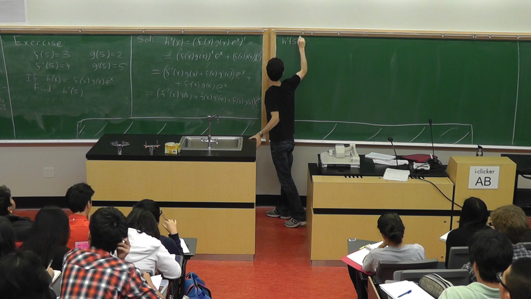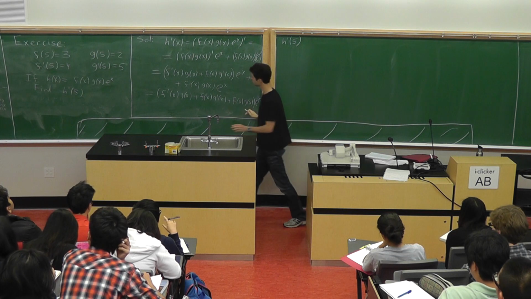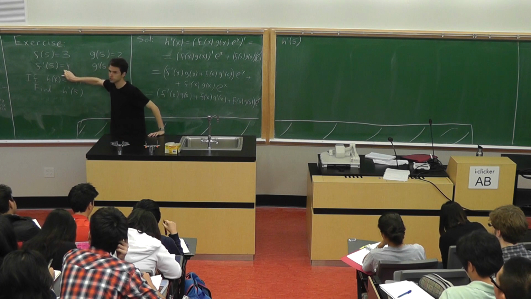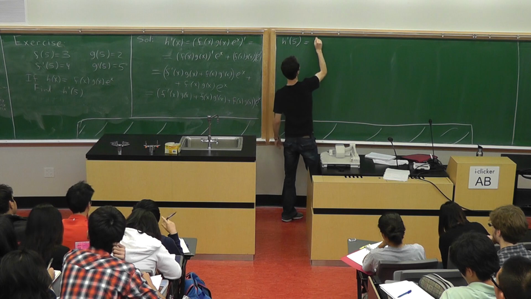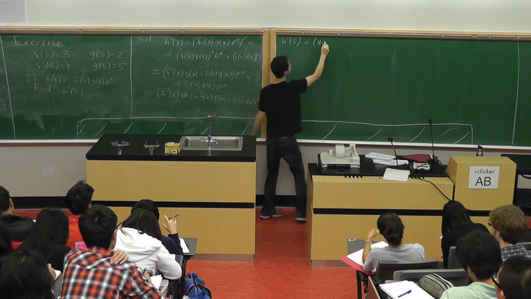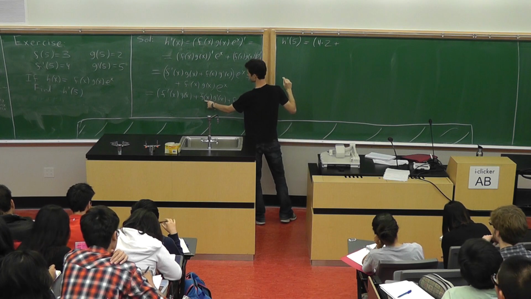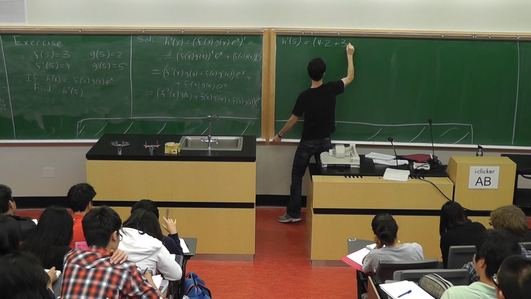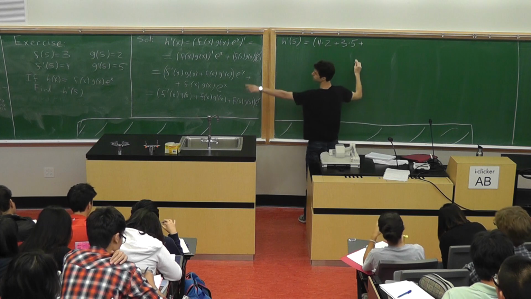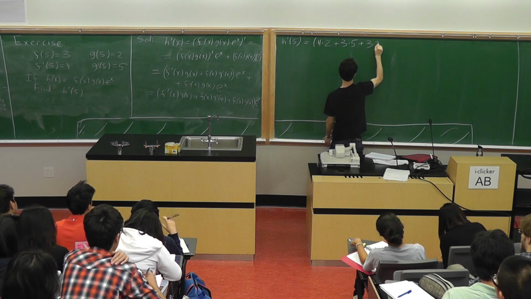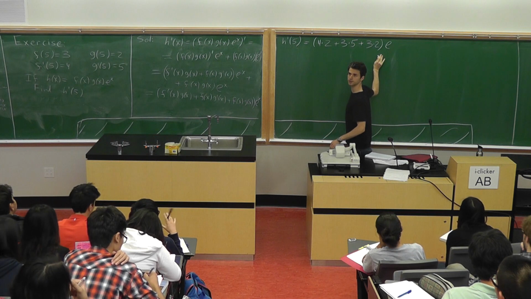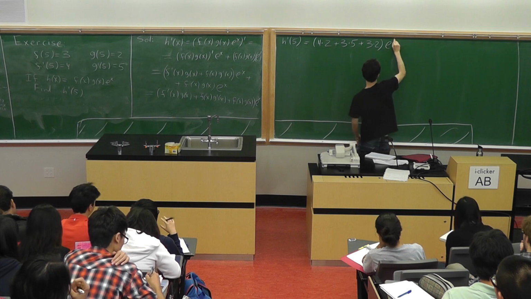So h prime at the point 5. What is it? Well, let's see. It's f prime at the point 5, which is 4, times g at the point 5, which is 2, plus f at the point 5, which is 3, times the derivative of g at point 5, which is 5, plus the product of the two values, 3 times 2, times e to what power? 5, right.